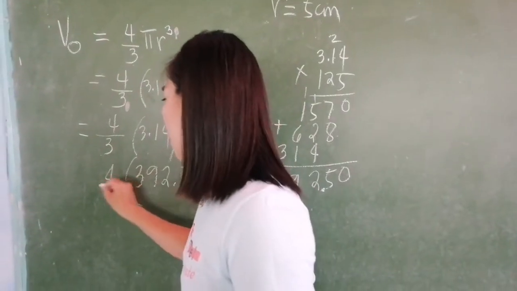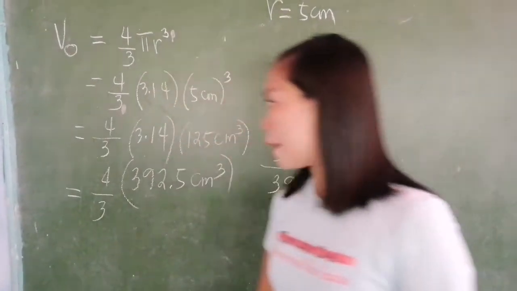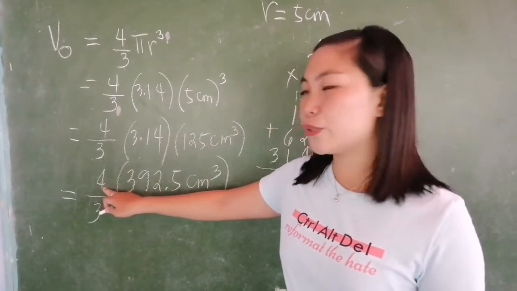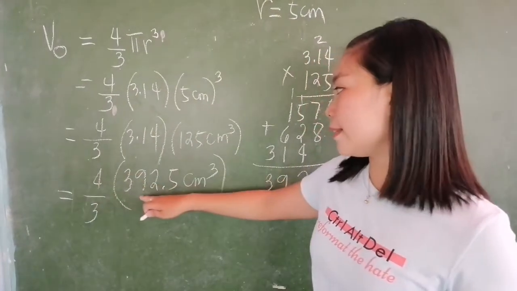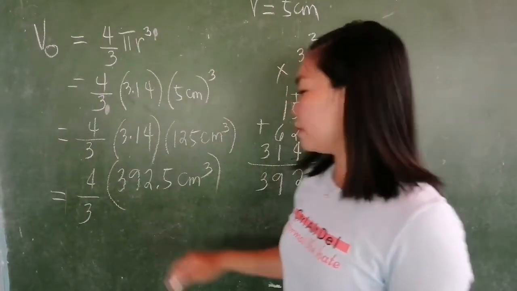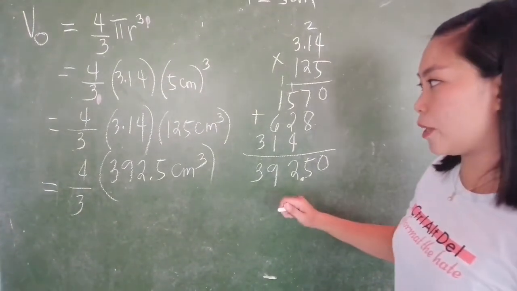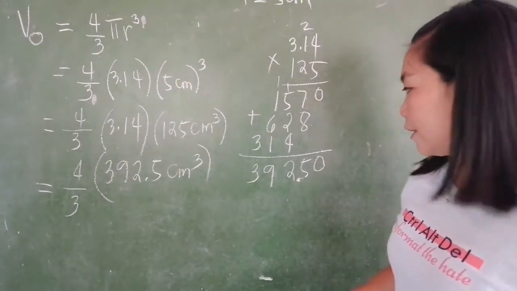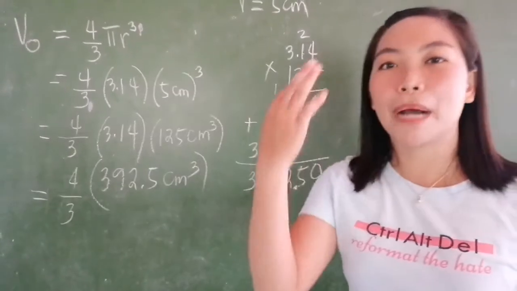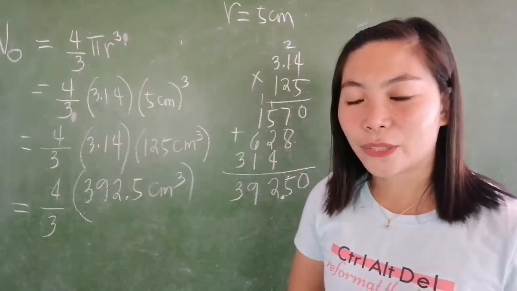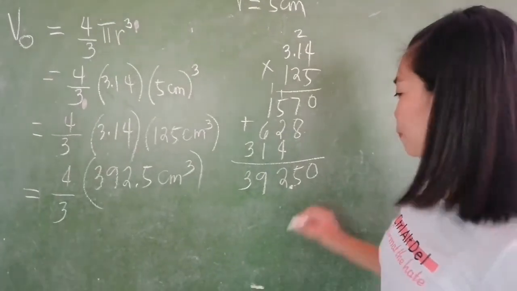We still have 4 over 3 here. So, what will happen now? I-multiply natin yung 4 sa 392.5, saka natin i-divide by 3. So, i-continue lang po natin dito, di ba? Para ma-limit natin yung space, at nang magpatuloy tayo. Katulad ng relasyon ninyo.